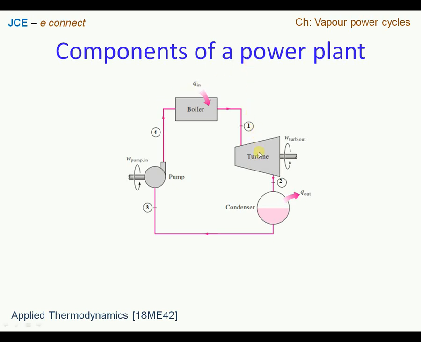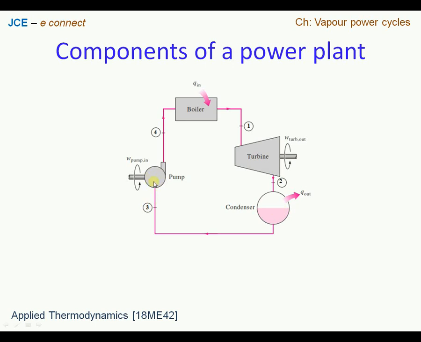We have work developing device here, that is turbine, which produces shaft work, and section 1 to 2 indicates reversible adiabatic expansion process where work is extracted. Followed by we have a condenser, which is a kind of heat exchanger here, and the process from 2 to 3 signifies reversible and constant pressure heat rejection process.